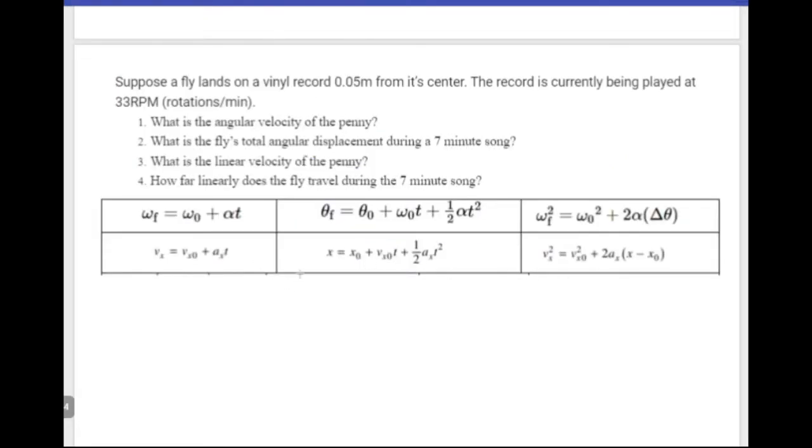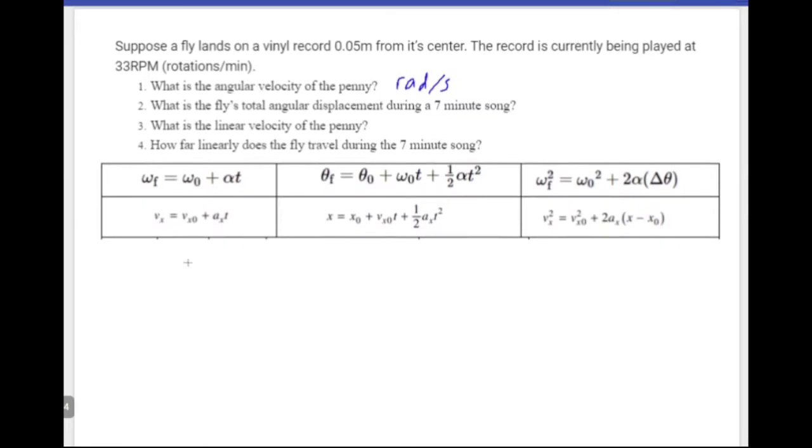Let's go ahead and solve for our second problem here. It says, suppose a fly lands on a vinyl record 0.05 meters from its center. The record is currently being played at 33 rotations per minute. What is the angular velocity? Well, we know angular velocity is measured in radians per second, so we're going to need to convert rotations per minute into radians per second.